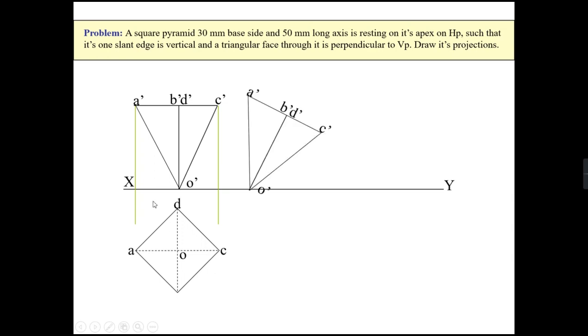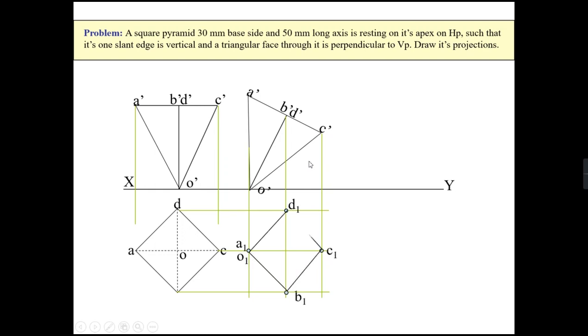Then we are making this slant edge vertical to the XY line. Then again I will draw the top view. So again I can't see the slant edges. Only the base of the pyramid will be visible. Okay, so this is your top view.